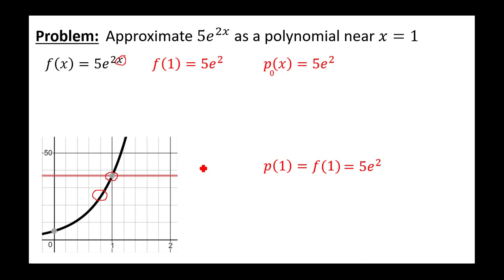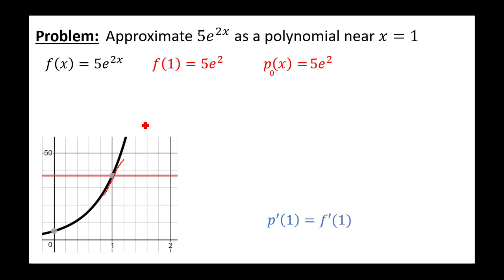The first thing you may guess for how we can get better is, rather than just having that value equal here, how about we have the actual slope equal here too? So instead of this horizontal line, what if we still had a line, but the slope of that line was actually the same as our function. This is basically linearization, which you may be familiar with. In order to find that, we want to set the derivative of p at 1 equal to the derivative of our function at 1.